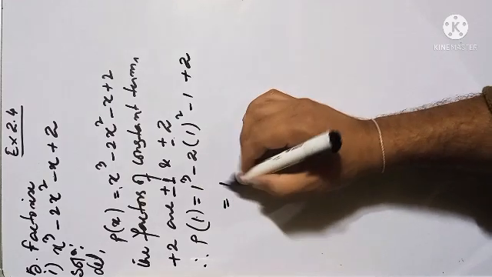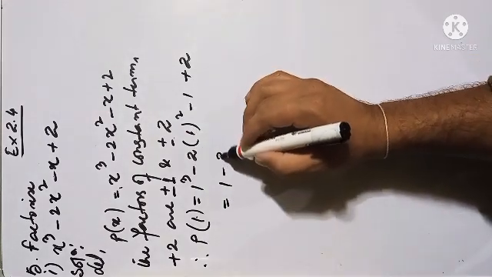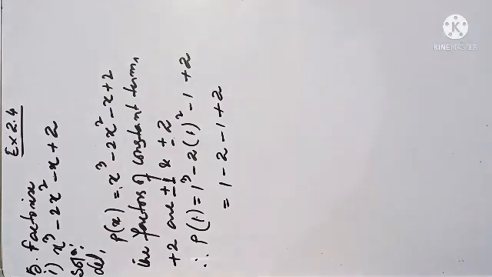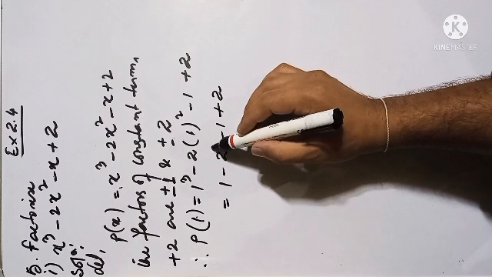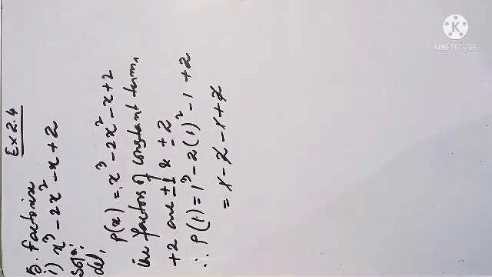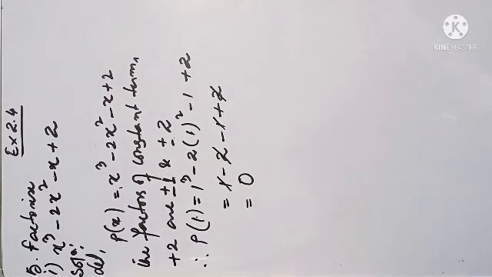So 1 cube means you'll get 1. 1 square means 1. 1 into 2, you'll get here 2. Then here minus 1. Then we have here plus 2. So minus 2 and plus 2 I cancel. 1 and minus 1 I cancel. So what do we get now? We get here 0. Remember your factor theorem.